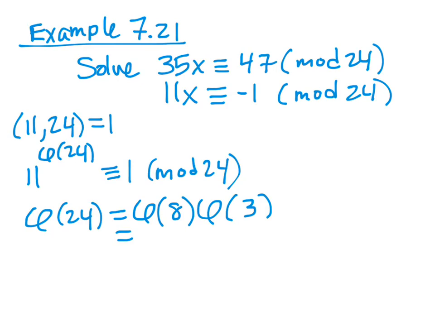Now, how many things are relatively prime to 8 that are less than or equal to 8? Okay, well, that would be 1, 3, 5, and 7, so that would be 4 numbers. Right, so phi of 8 is 4, and then phi of 3, there are 2 things less than or equal to 3, 1 and 2 that are relatively prime to it, so phi of 3 is 2. So that tells us that phi of 24 is equal to 8.